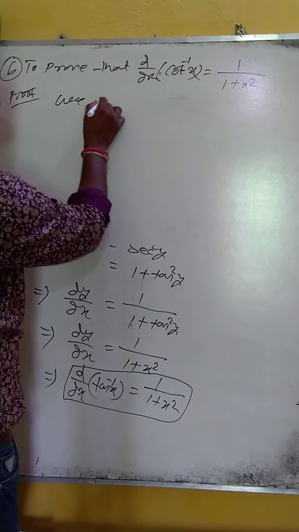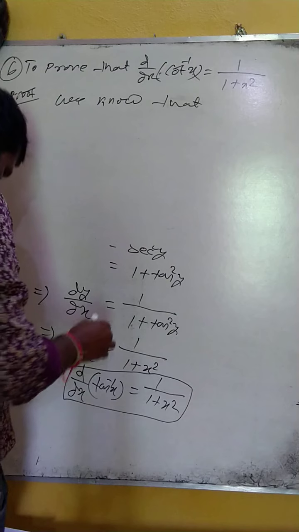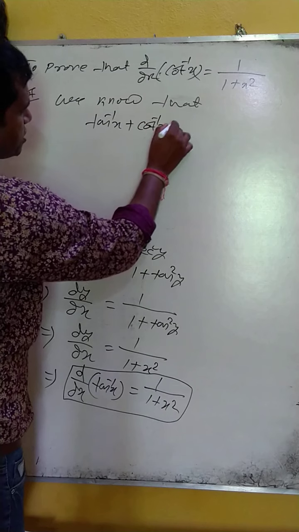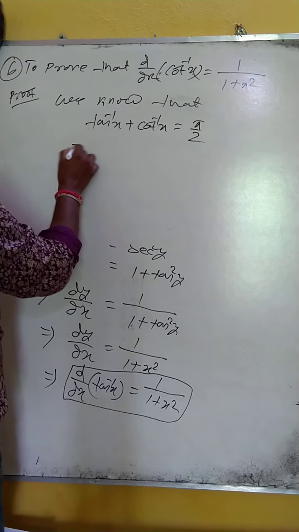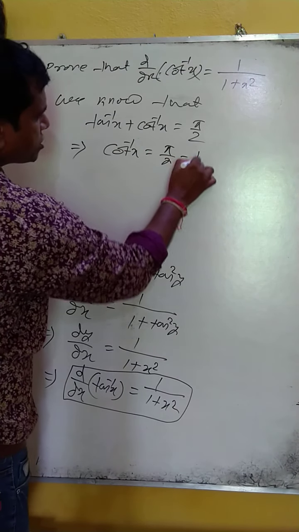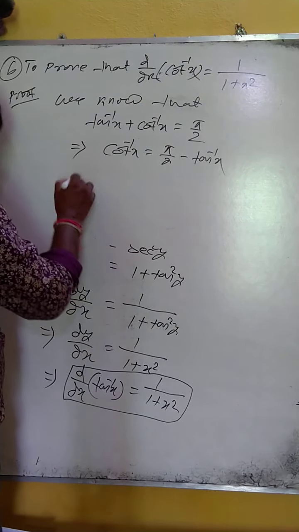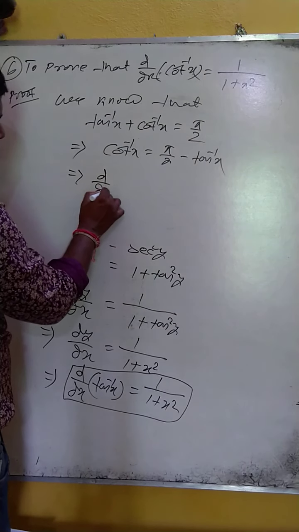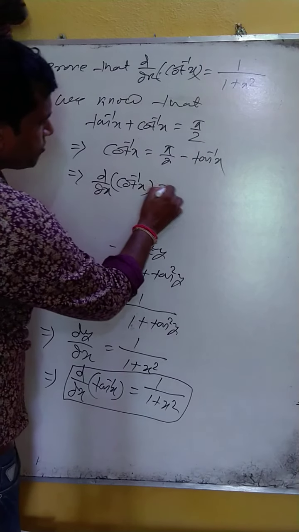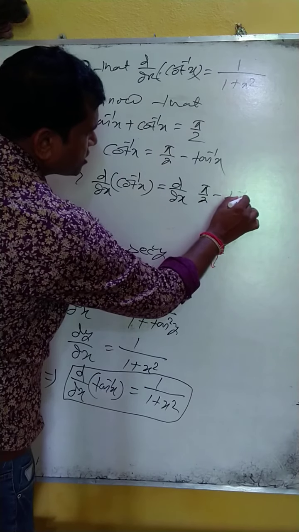We know that tan inverse x plus cot inverse x is equal to pi by 2. That implies cot inverse x is equal to pi by 2 minus tan inverse x. If we differentiate both sides with respect to x, then we write d by dx of cot inverse x is equal to d by dx of pi by 2 minus tan inverse x.